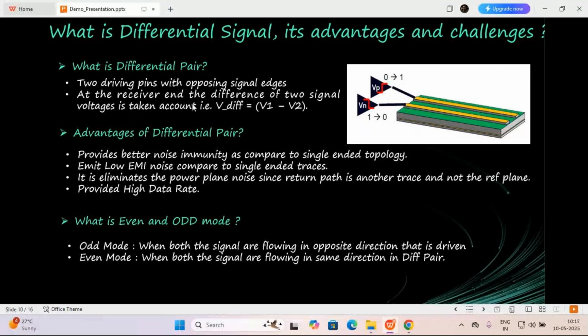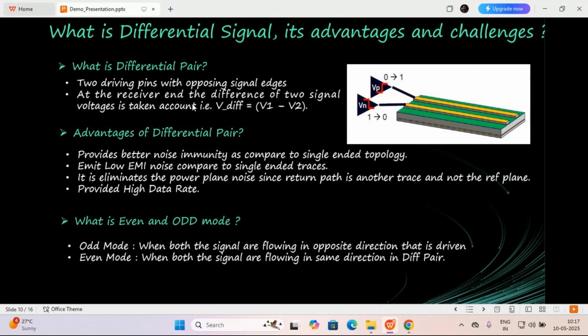What are the advantages of a differential signal, and why do we use it? It gives you noise immunity. How does it give noise immunity? Suppose a 0 to 1 transition will have a magnetic flux, and a 1 to 0 transition will have a magnetic flux in the reverse direction. Both the forward and reverse magnetic fluxes get coupled with each other, since both traces are in very close proximity, and they cancel out. So whatever noise you see there gets eliminated, because both magnetic fluxes cancel each other.